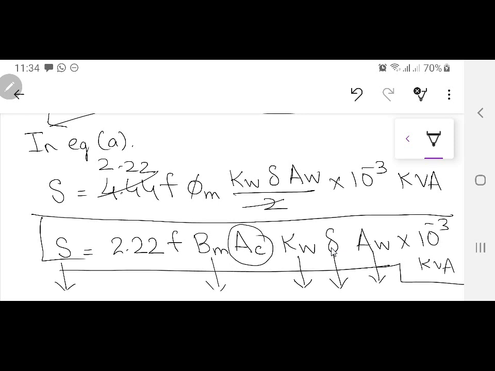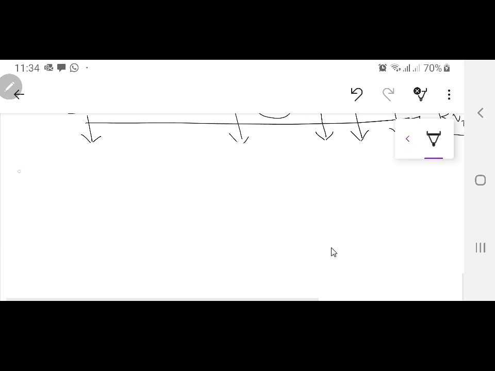So if you are designing a single phase core type, you are going to have AC found by this formula. So S is equal to 2.22 F BM AC KW delta into AW. Now this is single phase core type. Now if I move further and take the second case, that is single phase shell type.